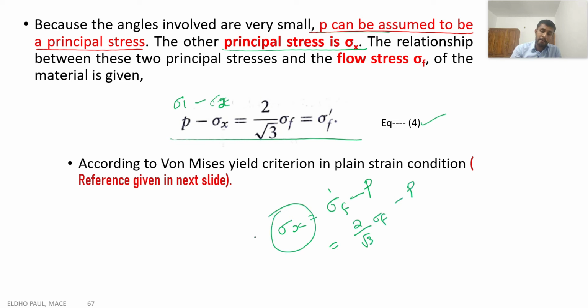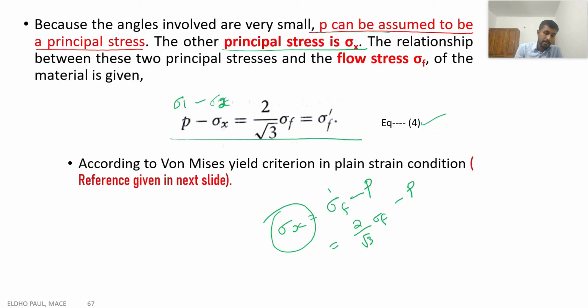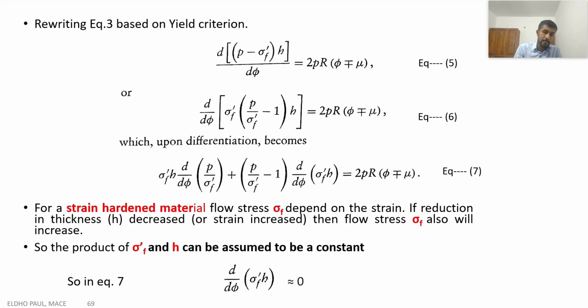So we replace sigma f in the previous equation. In equation number 3, we have a sigma x value. We replace sigma x with sigma dash f minus P. So that is the corresponding equation. We replace this sigma x with P minus sigma dash f, and then again we simplify equation number 5. We got equation number 6. Then we differentiate, and after differentiation we got equation number 7.